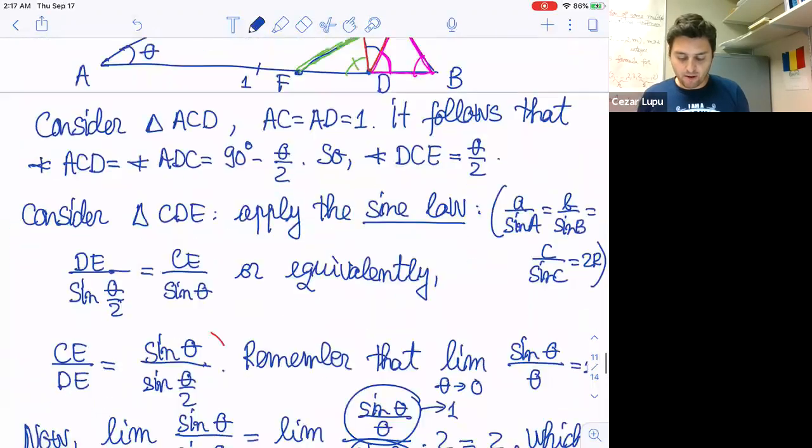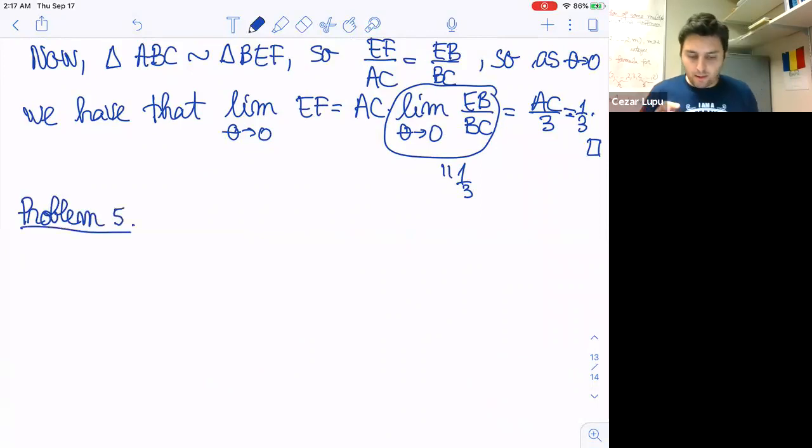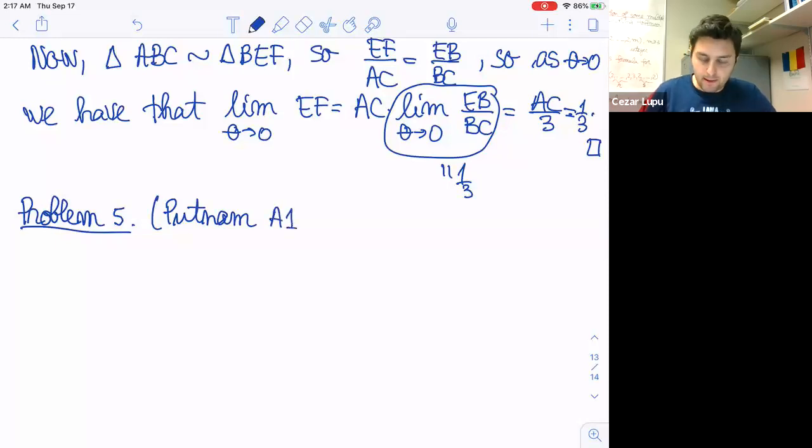Now let's see problem number 5. There was another problem that I wanted to do. Again, this was a Putnam A1 in 1997. These are considered to be the easy problems, but as you can see there, you need to be very careful with these easy problems.